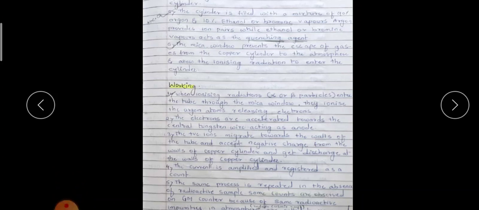Then ethanol or say bromine vapor will act as a quenching agent. Argon is important because it will provide the ion pair; we have to remember the role of each of these things in this particular case. Got this point? Very simple construction is there. There should be the diagram.